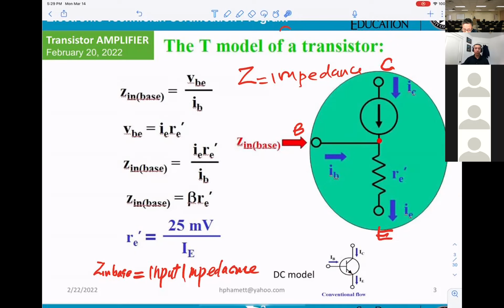And from the base to the emitter, you don't have any diode here. Now you can see a resistor. That's what they call the internal resistance from the base to the emitter, r prime e. And you can calculate the value by this formula. This is the formula, we did not make it up: 25 millivolt divided by the DC current IE.